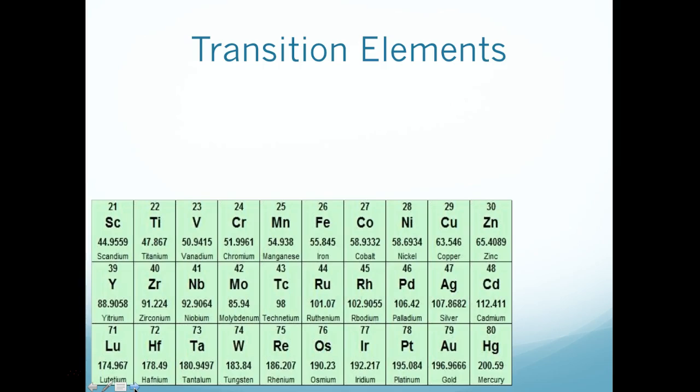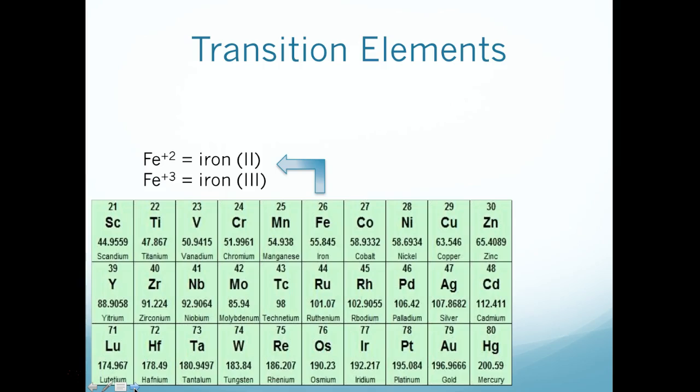So next are the transition elements. The transition elements are called the group B elements, and they're in the middle of the periodic table. They're the D block elements, and these elements can have more than one type of charge. And you can see here as an example, I have iron. Iron sometimes has a +2 charge and sometimes it has a +3 charge.